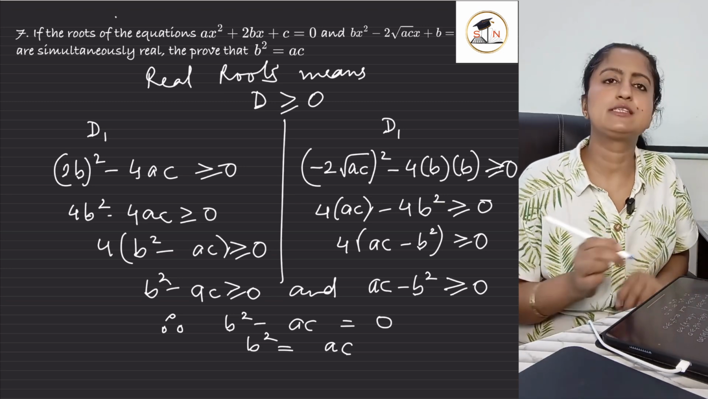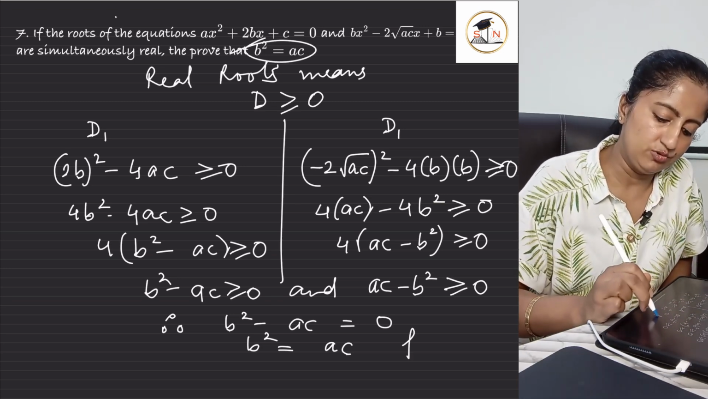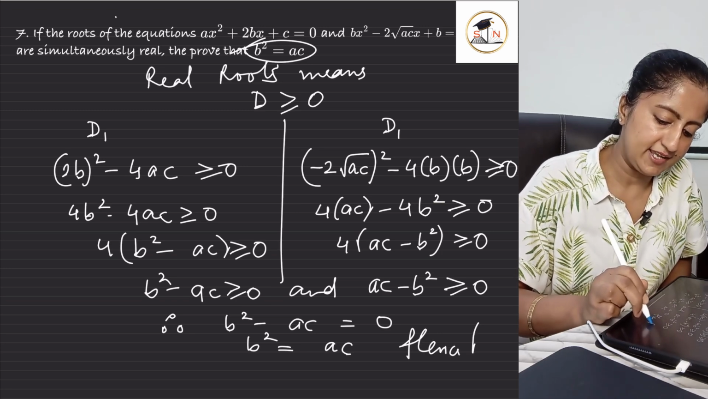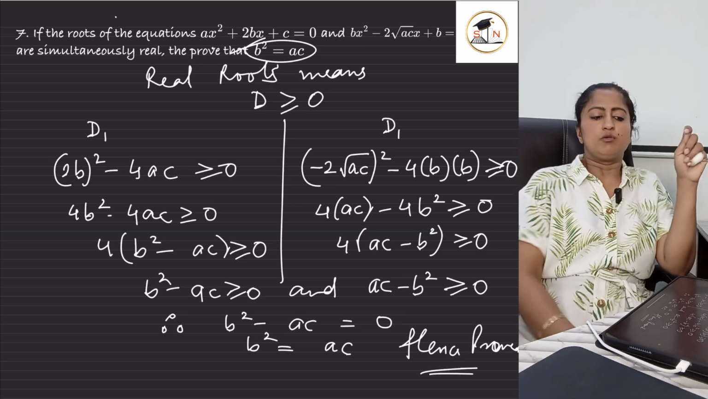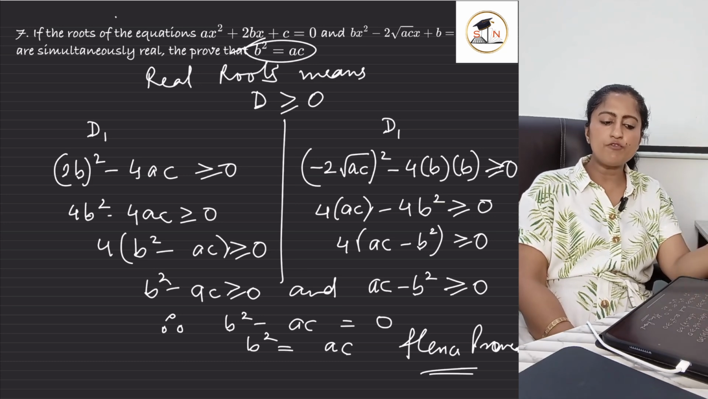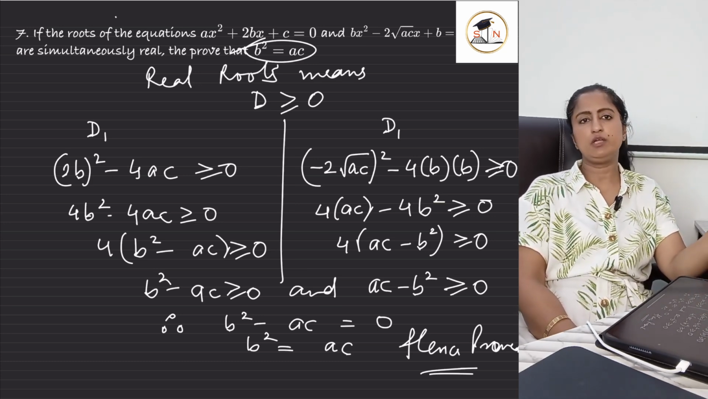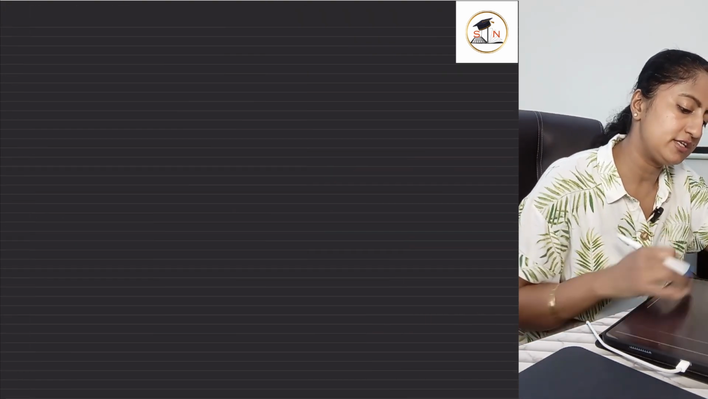So b square equals ac, and that is what they had asked. What we can do? Just final words. Hence, proved. What I did, I ran two simultaneous values for t, discriminants, and proved using the inequalities that yes, b square comes out equal to ac, right? Okay, now the last question.